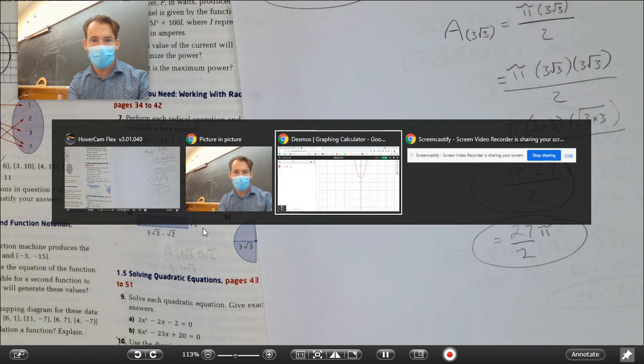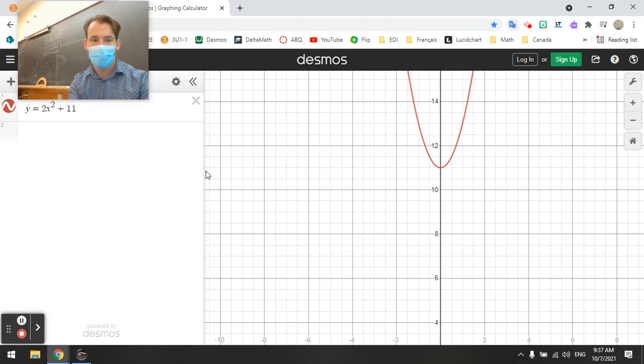So that's the radicals chapter. I'm going to go over a few more examples by popular demand, but that should show you how to get through those questions in the textbook.